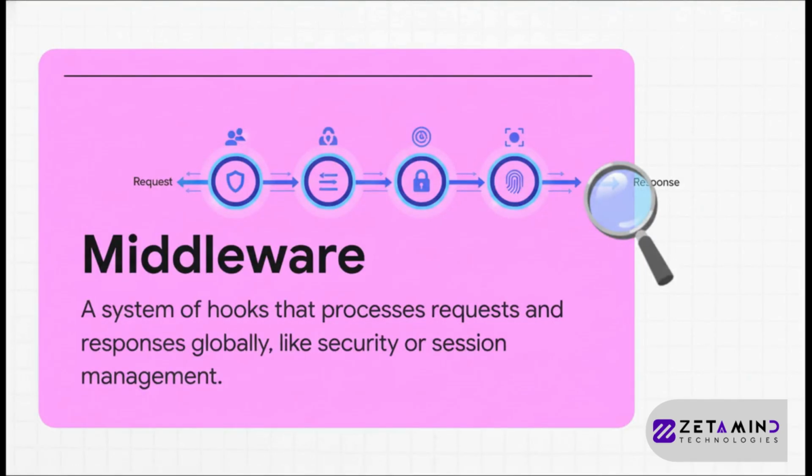Now, to really get how Django handles API requests, you gotta understand middleware. Think of it like a series of checkpoints or bouncers at a club. Every single request that comes in and every response that goes out has to pass through these layers. This is where Django handles crucial stuff like security, user sessions, and authentication before your code ever even has to worry about it.